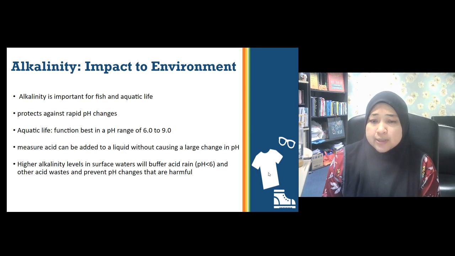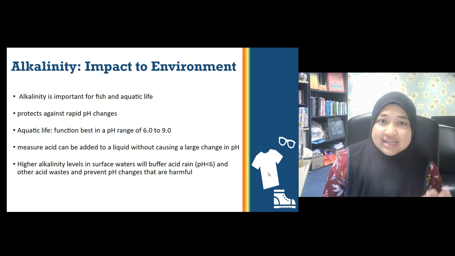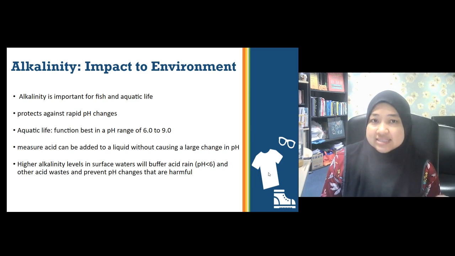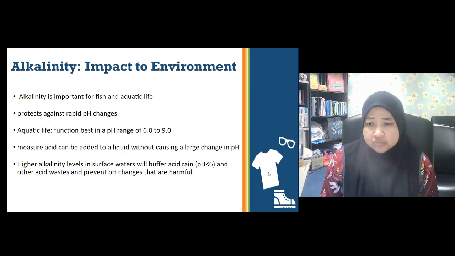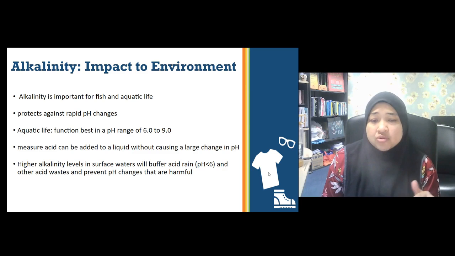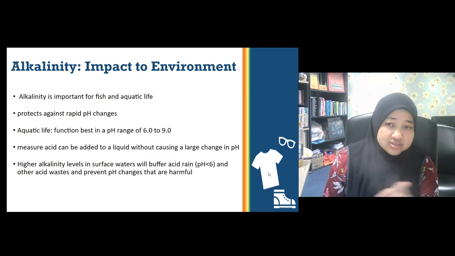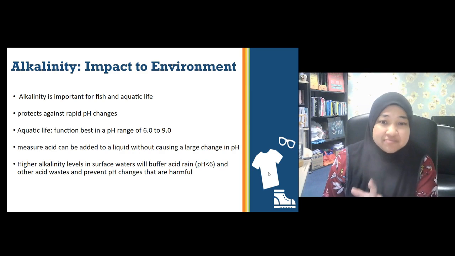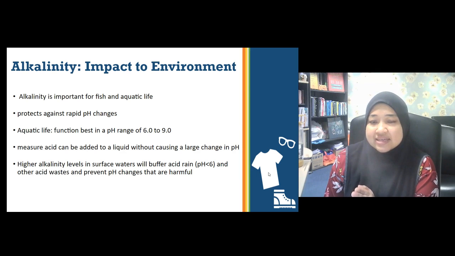Okay. If it's close to the coastal area, the pH will be slightly lower, but not less than 7. It must be more than the freshwater pH. So a high alkalinity level in surface water will buffer acid rain. That is another good impact of alkalinity, because it will buffer acid rain.